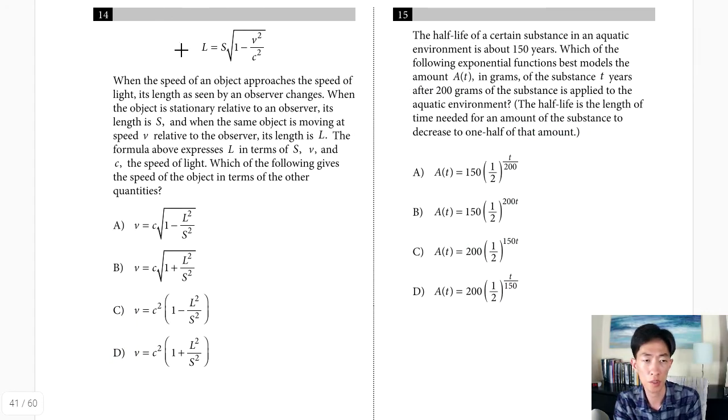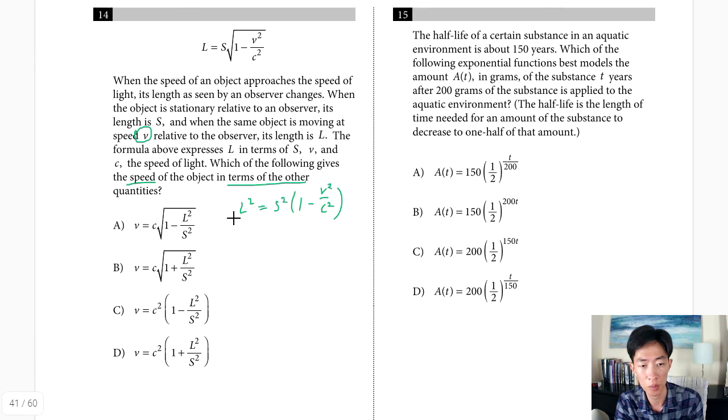Question 14, we have this annoying looking equation. So this is actually a very simple equation because all they really want you to figure out is the speed in terms of the other equations. That's the only thing you have to pay attention to here. And since we know the speed is v, that basically means take this equation, isolate v, get it on one side, and get all the other letters and numbers on the other side. So let's do that. The first thing we're going to do is square both sides. That's going to give me L squared equals S squared times 1 minus v squared over c squared.